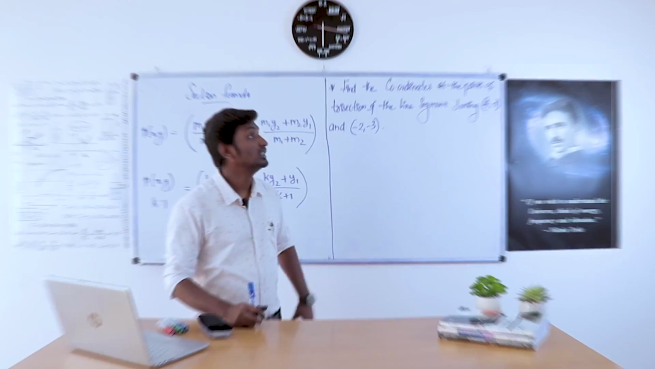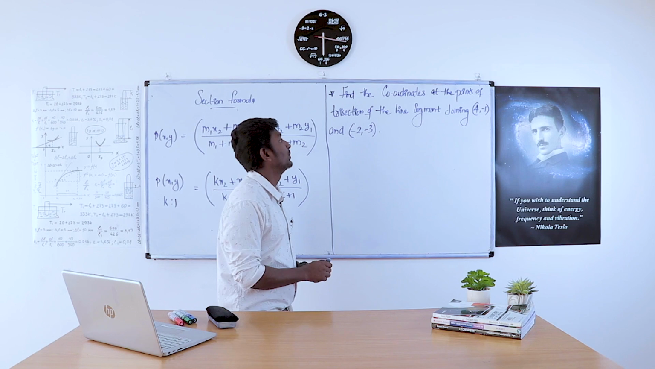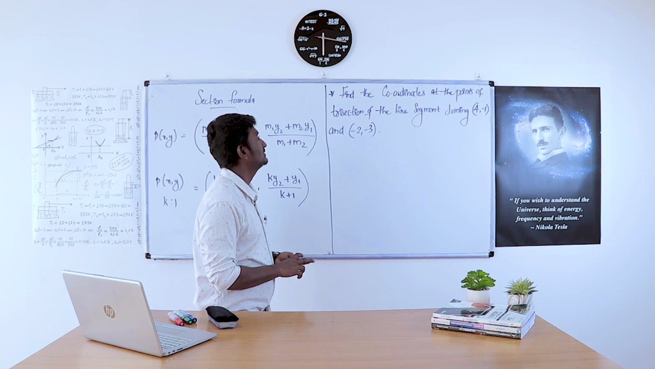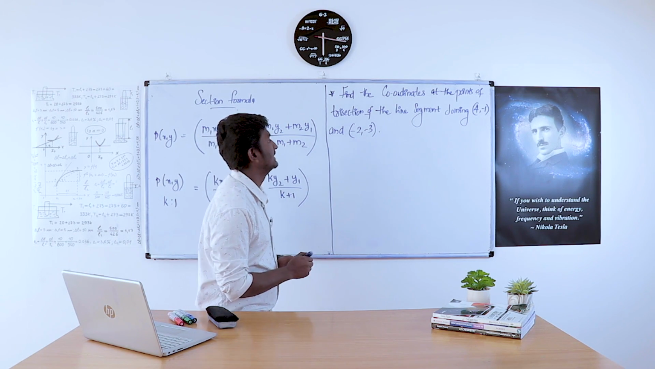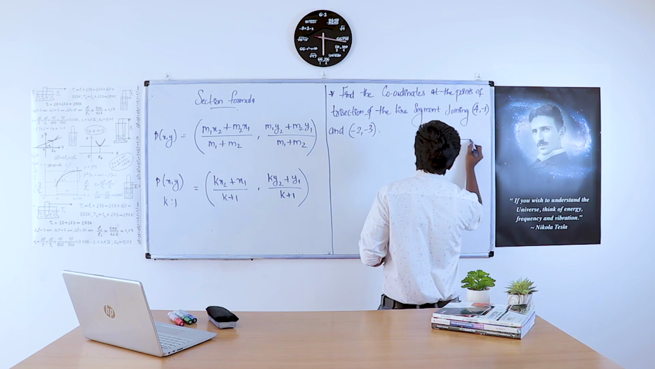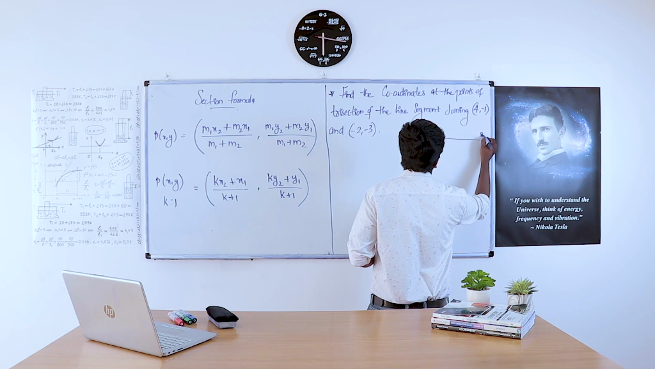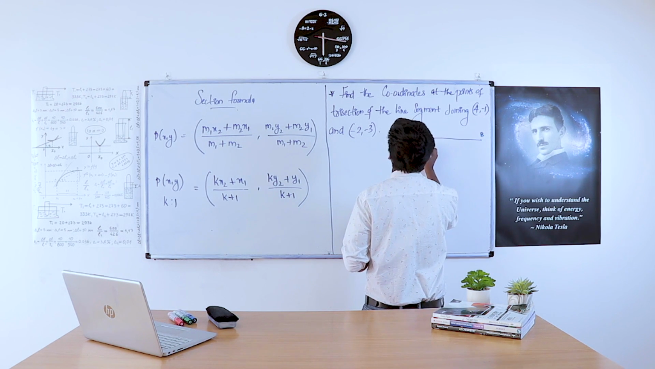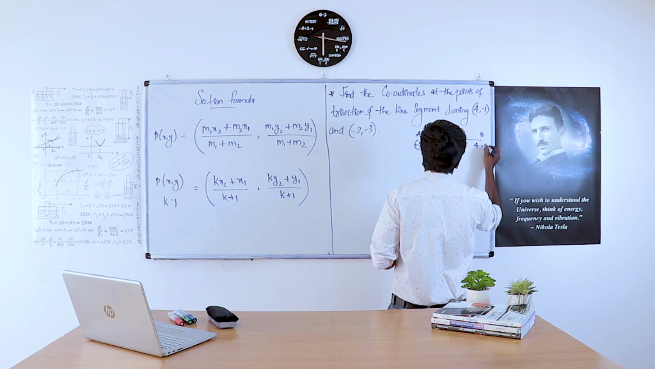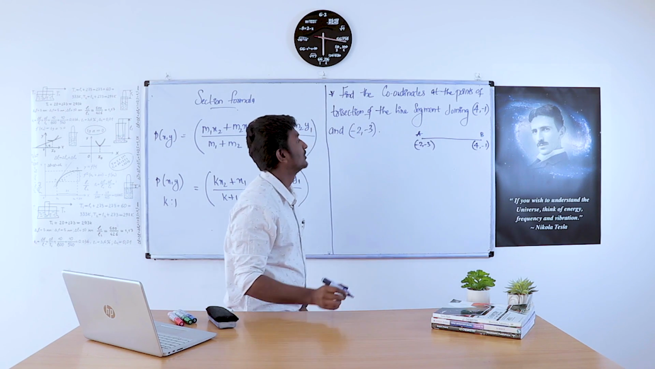That's it. Now look at the question related to the section formula. Find the coordinates of the points of trisection of the line segment joining 4, -1 and -2, -3. So we are having a line segment. Consider it as A, B, and the coordinates are -2, -3 and 4, -1.